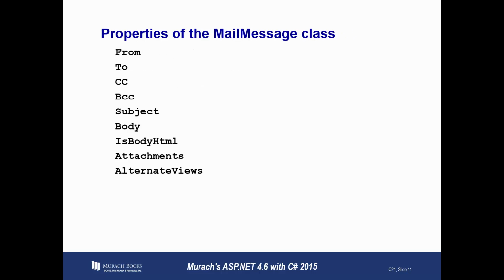The properties should be pretty self-evident. From, who's the sender; to, who's the recipient; CC, which I guess originally stood for carbon copy, but it's who you're making copies to; BCC for blind carbon copy; subject for the subject line; body for the body of the message; is body HTML, which is a Boolean that indicates if the body of the message contains HTML, and note that the default is false. Attachment, which is a collection of one or more attachment objects, and alternate views, which is a collection of alternate view objects for multi-part emails.